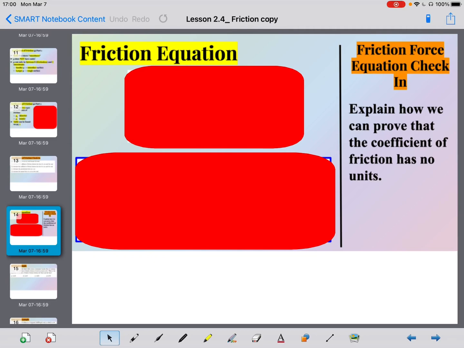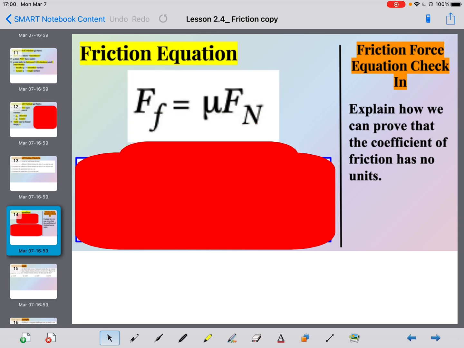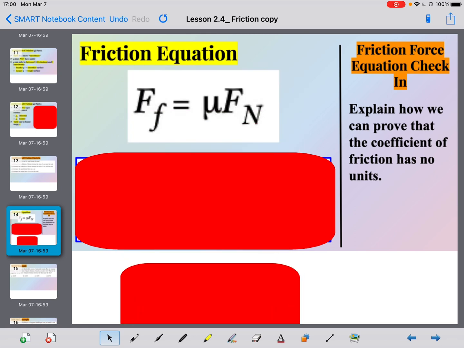So this is part 5 of lesson 2.4, friction. Our formula for friction is composed of three things: the frictional force, mu, which is the coefficient of friction, and the normal force. So you would find this formula on page 6 of your reference table.